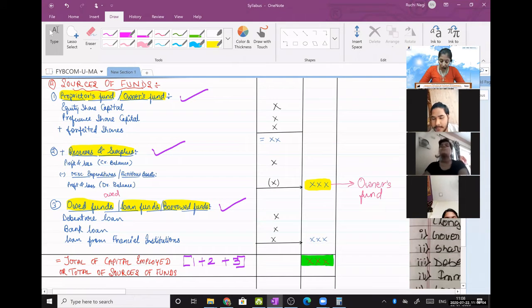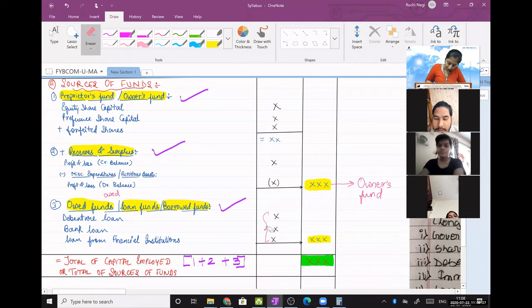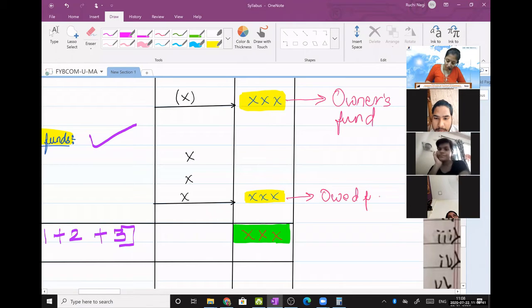Okay. Outer column value. The one I am highlighted in yellow is your owner's fund. And this total of this 1, 2, 3, total of this inner column, which you will take in the outer column. Okay. So what is this? This is your owed funds, that is borrowed funds.